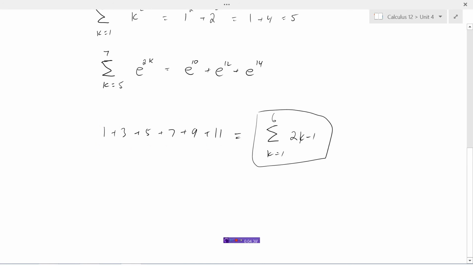So that's all sigma notation is, just a way of representing a bunch of terms added together, where this would be the general term. This means add up all these general terms starting at 5 and going up to 7.